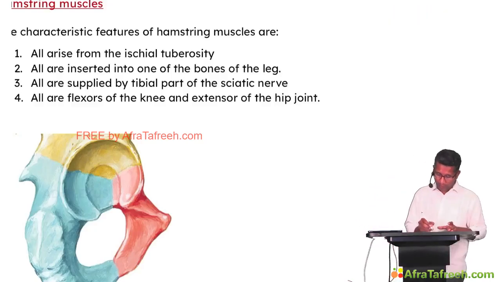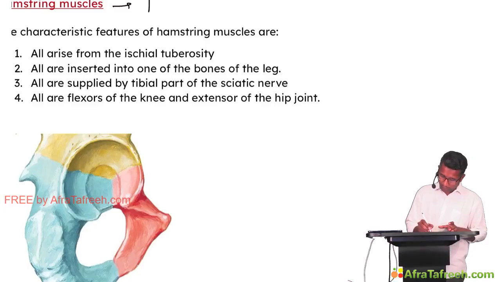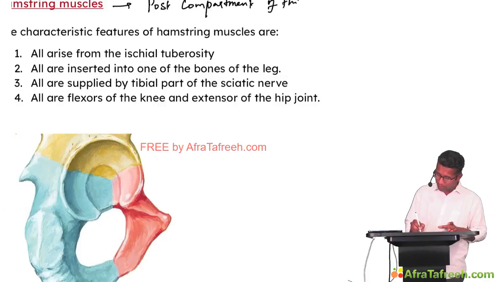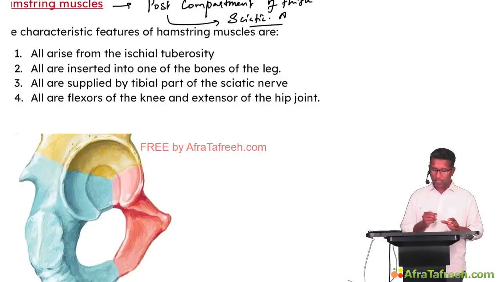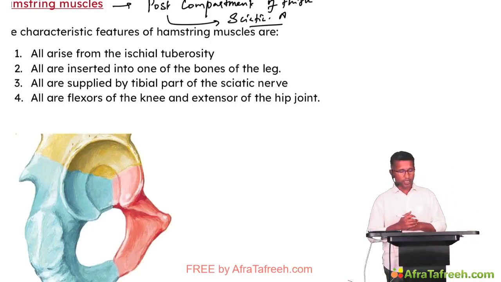So the hamstring muscles, where are they located? They are present in the posterior compartment of the thigh. And what is the nerve of the posterior compartment of the thigh? The nerve of the posterior compartment of the thigh is the sciatic nerve, guys, okay.